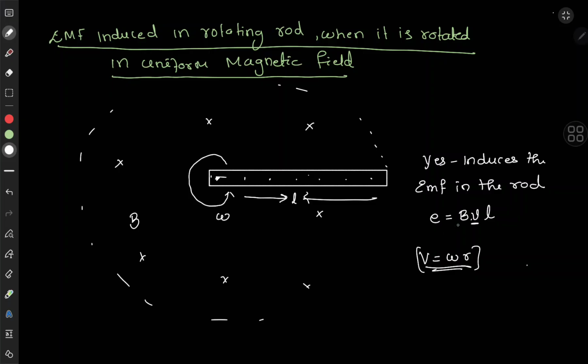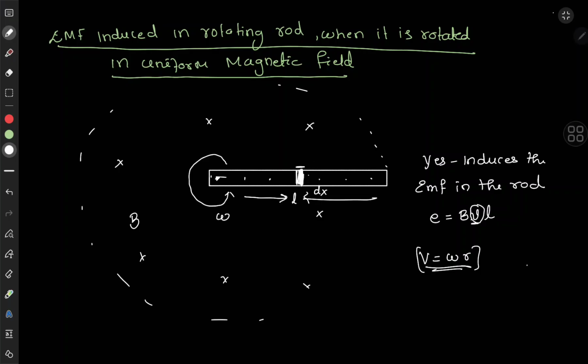Because of the presence of velocity at each point, we are going to calculate the induced EMF at that point. To do that, let us consider a small length element. Let us call dx the small length element. In this dx we are going to find out the induced EMF. This is the dx length, a very small length.